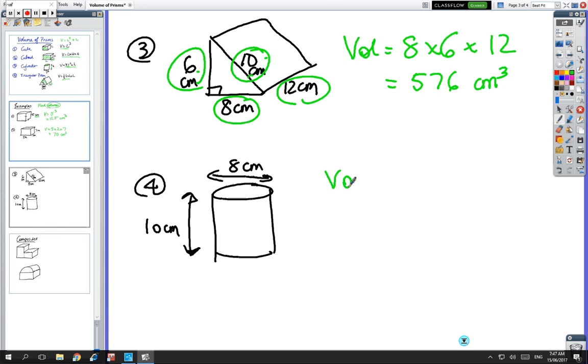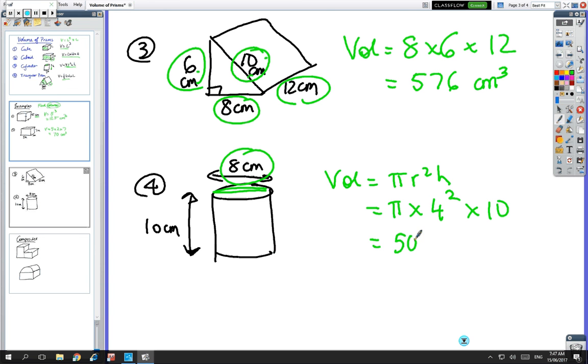The last one is just going to be pi r squared h. So pi, that's the diameter all the way across, so it's going to be 4 for half of it, and then the height is 10, and then you just use your calculator to work out that number. And two decimal places, 502.65 cubic units. So again, you'll be told how many decimal places to go to. That's straightforward. Okay, let's move across and we'll just look at one more slide.